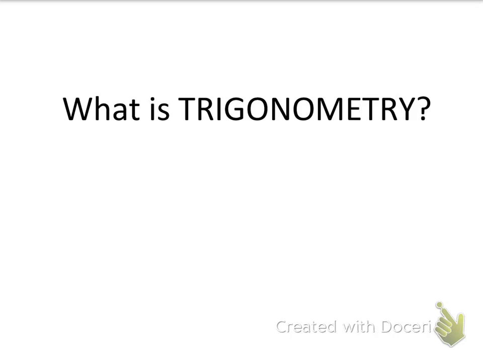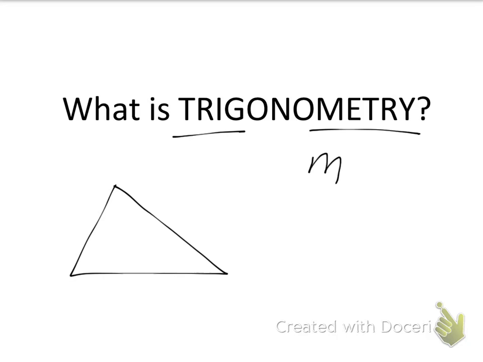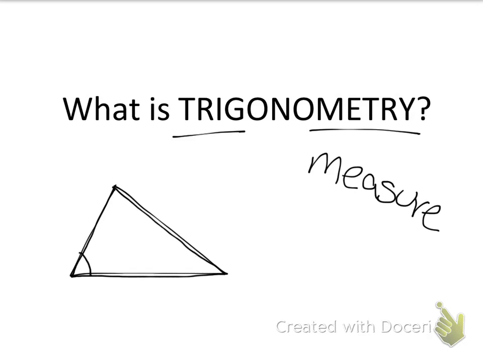What is trigonometry? Well, trig just means triangle, whereas metry means measure. So trigonometry is ultimately just the study of the relationship between the length of the sides of the triangle and the measure of the angles of the triangle.